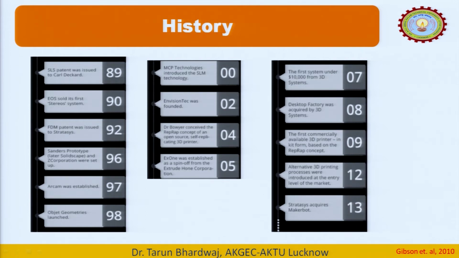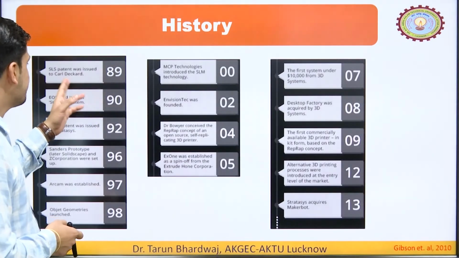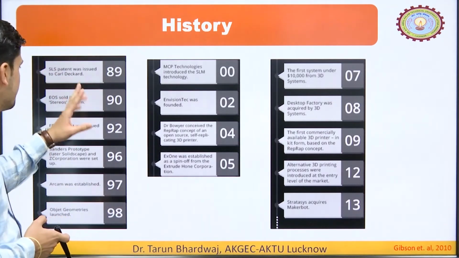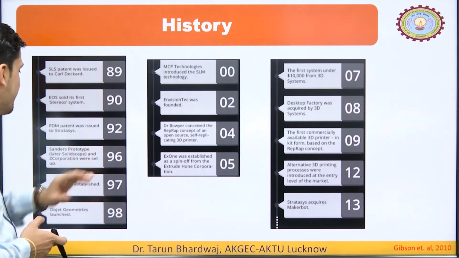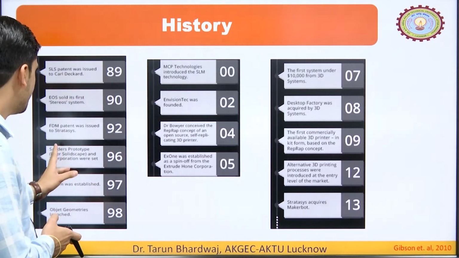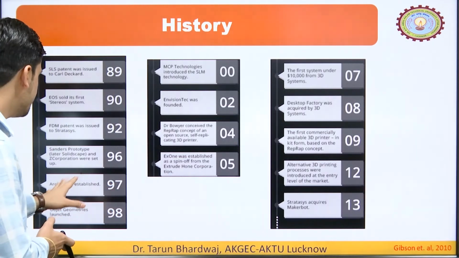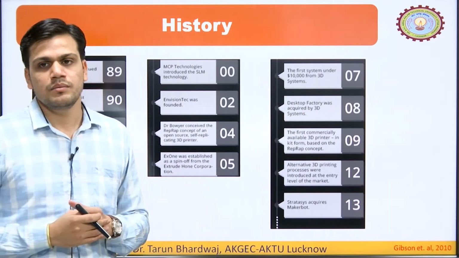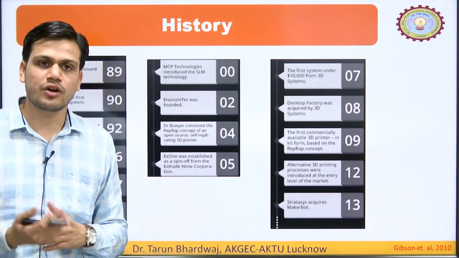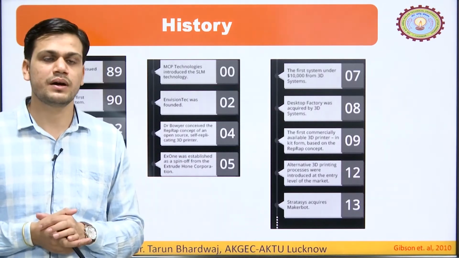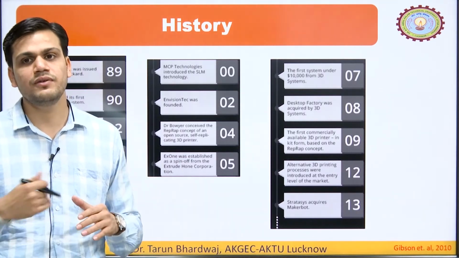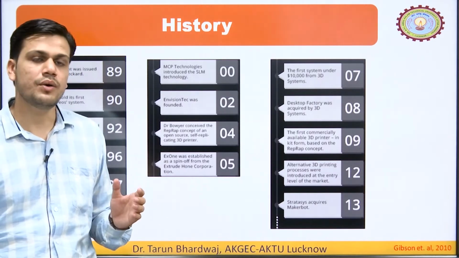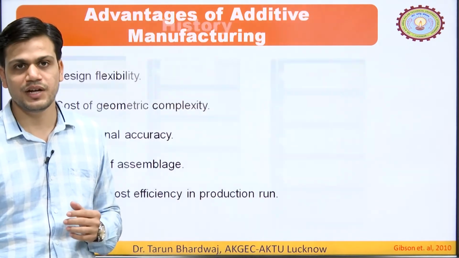Now in 1989 the SLS patent was issued, then EOS sold its first stereolithography system. So this is about the history: the FDM patent was issued to Stratasys in 1996, the Sanders prototype came in 1997, and RCAM was established. As the technology was established, for lasers and electron beams, different investors came and developed their companies. So this is about the history of how additive manufacturing was developed.